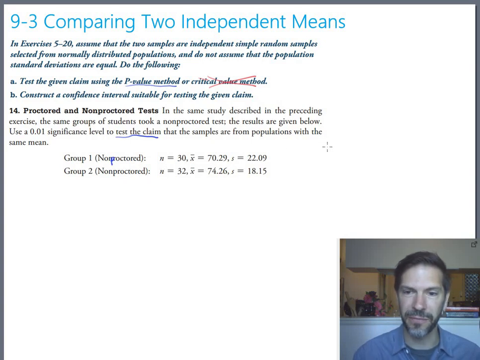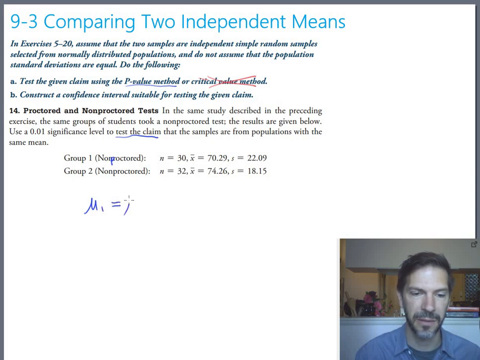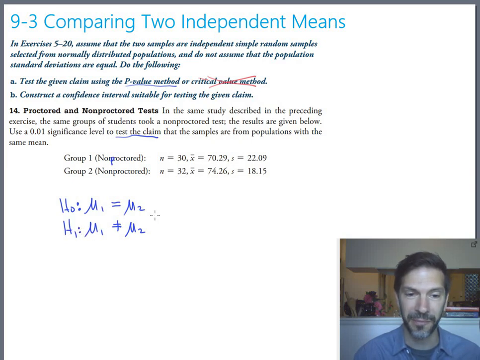So really we have mean 1 and mean 2, and we're testing the claim that they're the same. So I'm going to say group 1 has the same mean as group 2. That's one of the claims. The opposite claim then would have to be that group 1 and group 2 don't have the same means. The one with the equals sign is null. The one with the not equal sign is the alternative. And we have our sample information right here.